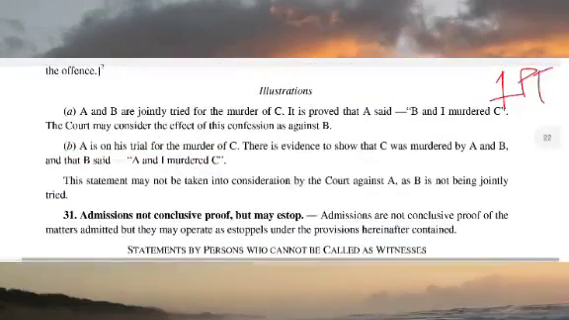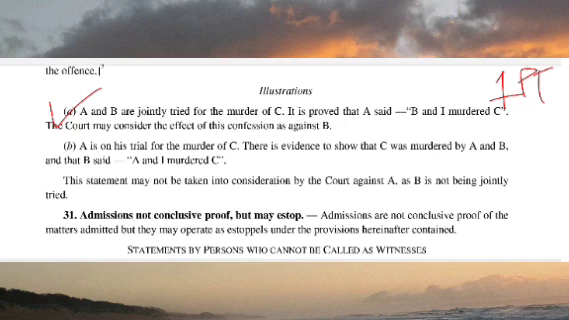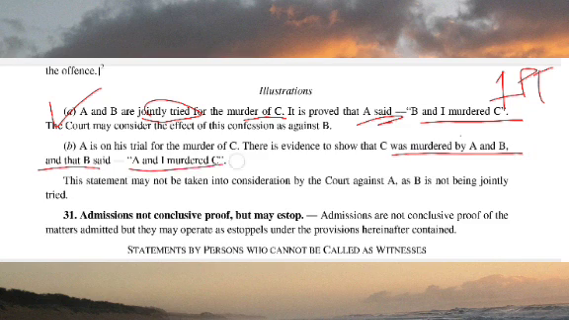Illustrations: A and B are jointly tried for the murder of C. It is proved that A said, B and I murdered C. A is on his trial for the murder of C. This is evidence to show that C was murdered by A and B. But if B said, A and I murdered C, this statement may not be taken into consideration by the court against A, as B is not jointly tried. Joint trial is a requirement.